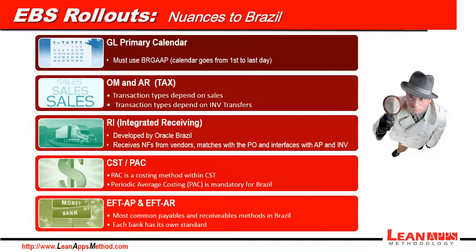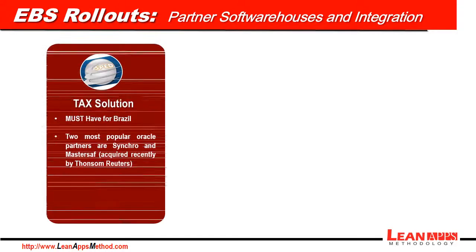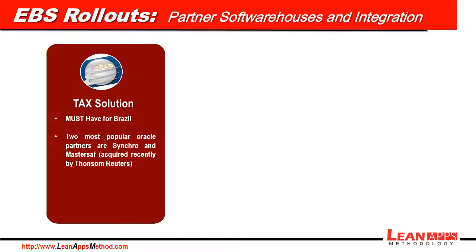Now, let's see some of the important software houses that we have in Brazil. I divide those partner software houses into 3 different groups. First one is the must-have group, and it's related to the tax solution. That's something you must acquire to roll out your Oracle EBS to Brazil. The 2 main players that provide such solutions are Synchro and MasterSaf. But MasterSaf has recently been acquired by Thomson Reuters. I will explain the tax solution in Brazil and how tax solution works with Oracle EBS in the next slide.